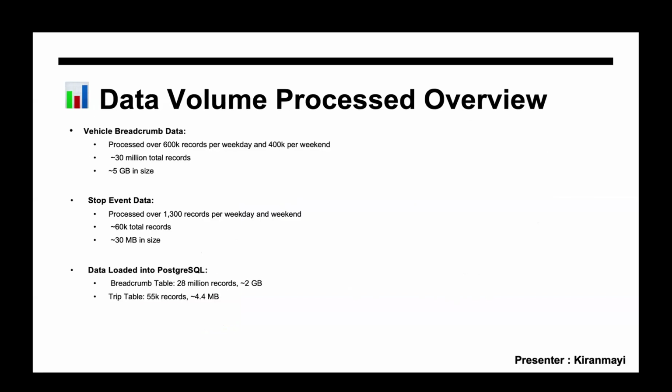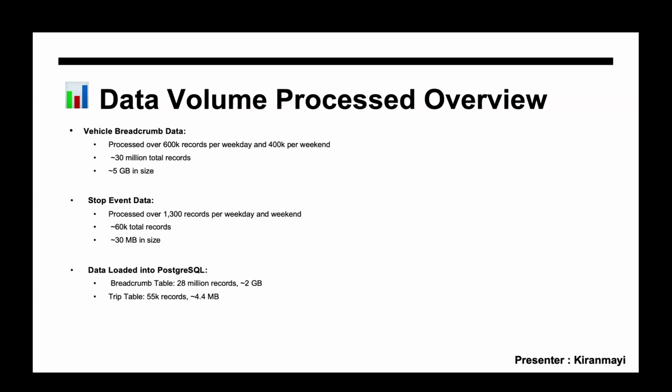For breadcrumbs data, we processed around 600k records per weekday and 400k records per weekend. That is over 30 million records total, around 5 GB in size. The breadcrumbs table in PostgreSQL ended up with 28 million records, taking around 2 GB of space.